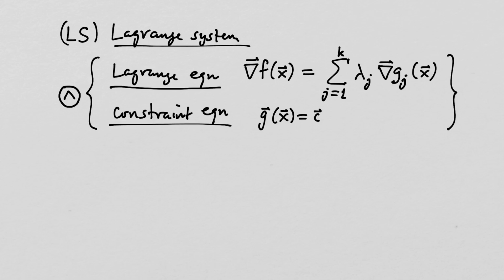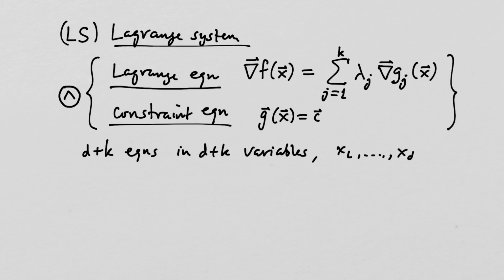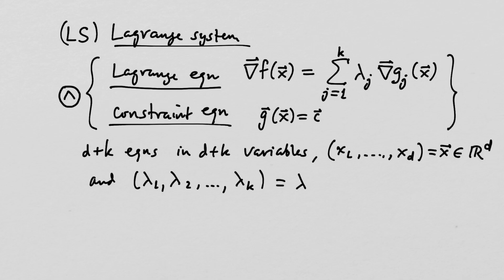So notice that this is really d plus k equations in d plus k variables. The variables being the components of x. There are d of those because x is a d-dimensional vector. And then there's the lambdas: lambda 1, lambda 2 through lambda k, which let's put into a vector and call that vector lambda. That's a vector in k space. So we have d plus k variables.